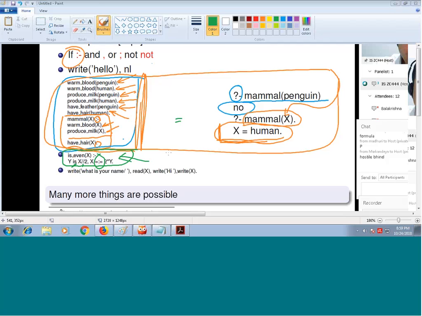And similarly, this is nothing more than just a fancy printing statement. Here also you can write something, just write what is your name, then read X, you can read something and write hi and then write the name, and full stop at the end, and in between if there are some commas, there is no full stop. It means that all these things need to be done one by one. So many more things are possible.